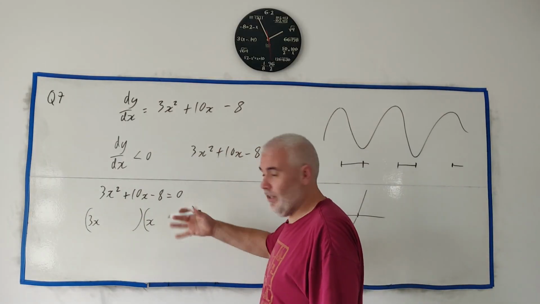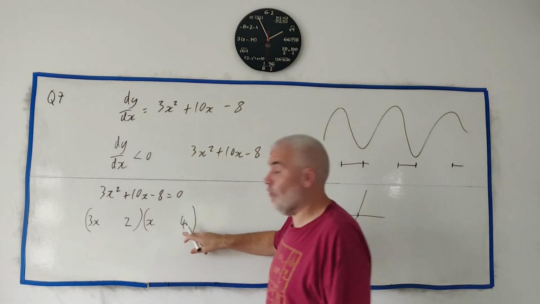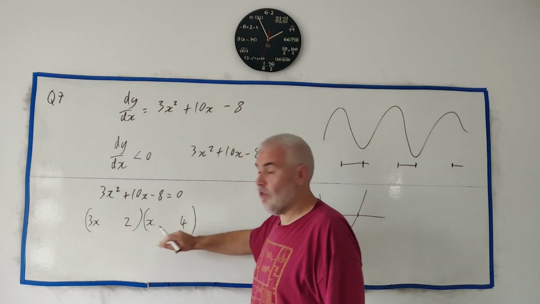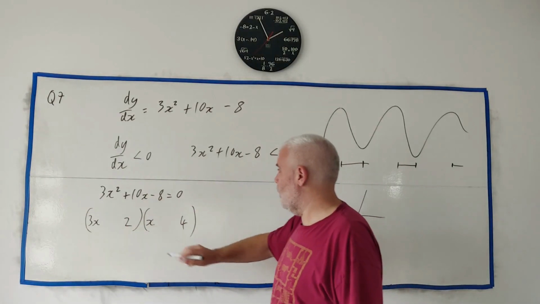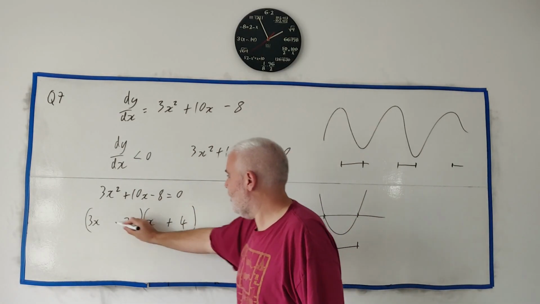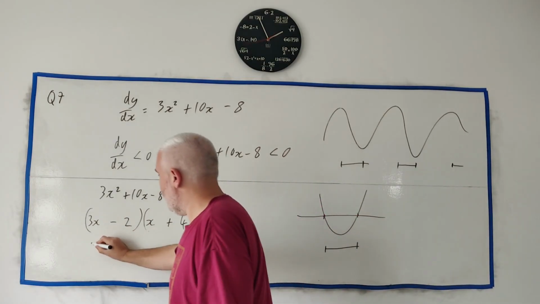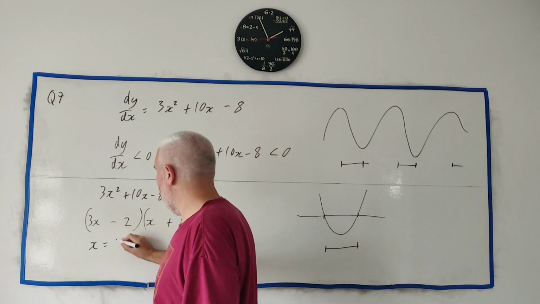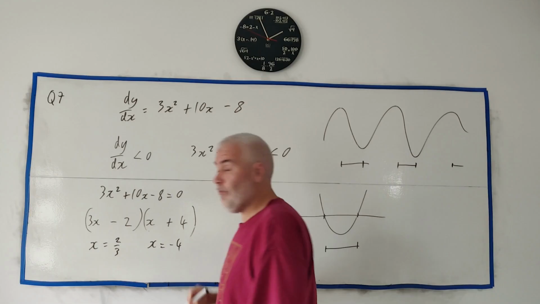The one that does work, if you play around with it, you see, is 4 here and a 2 here. 3 times 4 is 12. 2 times 1 is 2. 12 and 2 also make 10. We would need a plus 12, take away 2, and that works for everyone here. So the answer here would be x is equal to 2 over 3, or x is equal to minus 4.